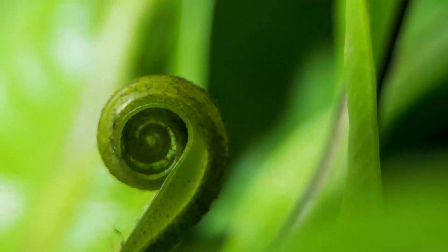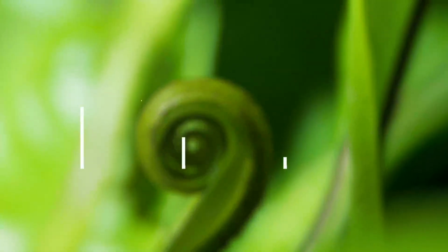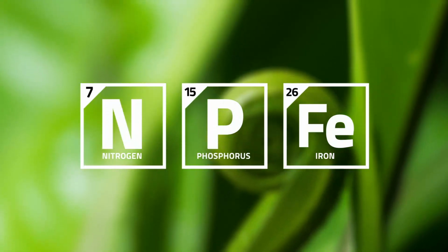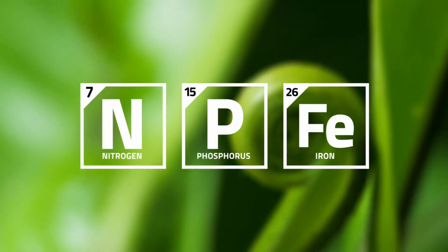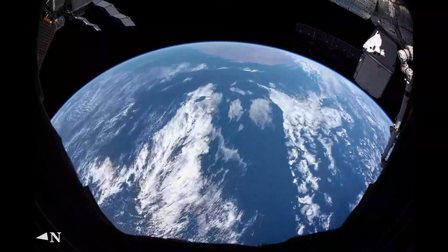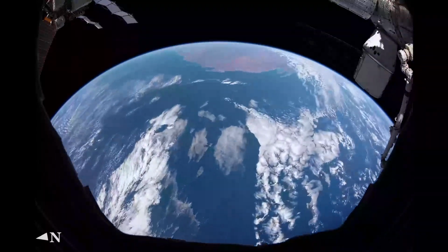But photosynthesis also requires nutrients such as nitrogen, phosphorus, and iron. Without the right proportions of these nutrients, photosynthesis doesn't happen, which can be seen in the iron-limited parts of the ocean, such as far offshore of Australia.